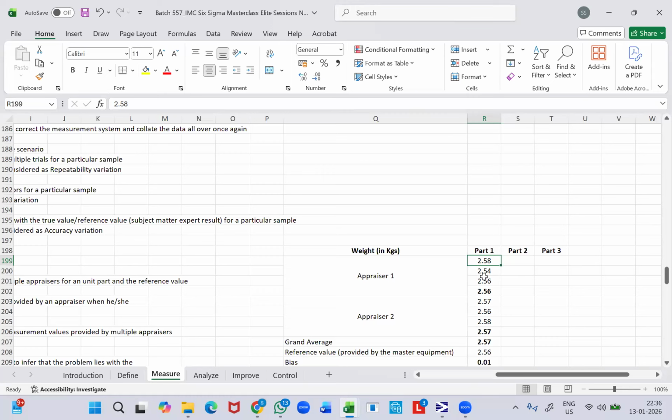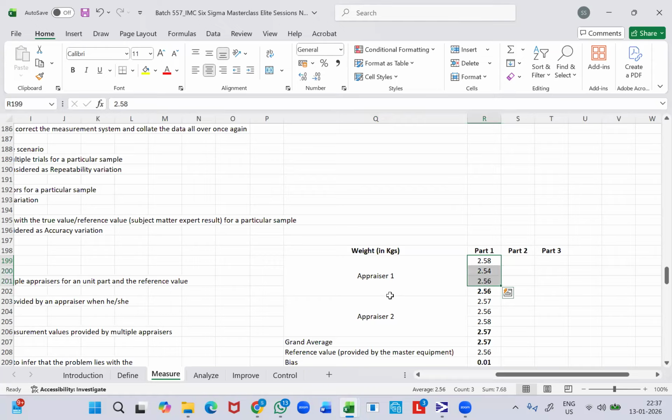So when we have the data set as 1, 2, 3, 4, 5, we can calculate the variation for that data set. But if you have only one data point, then we cannot calculate variation, right? That cannot be done. So we need a minimum of 2 data points to calculate any variation metric. That is why, for calculating the repeatability variation, we need a minimum of 2 sample measurement values provided by each appraiser. So here let us assume that appraiser 1 has measured the sample unit 3 times.